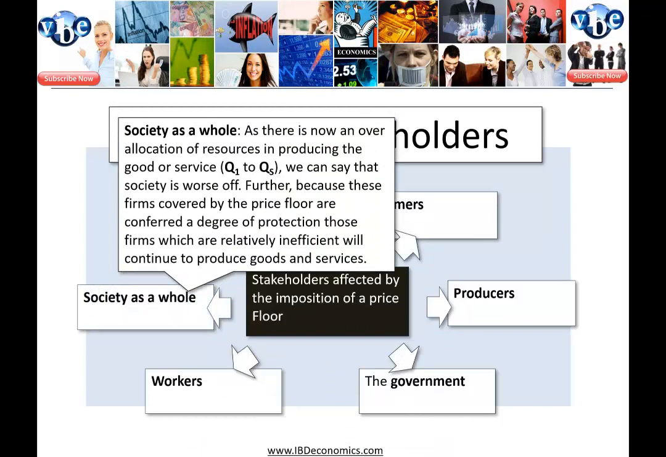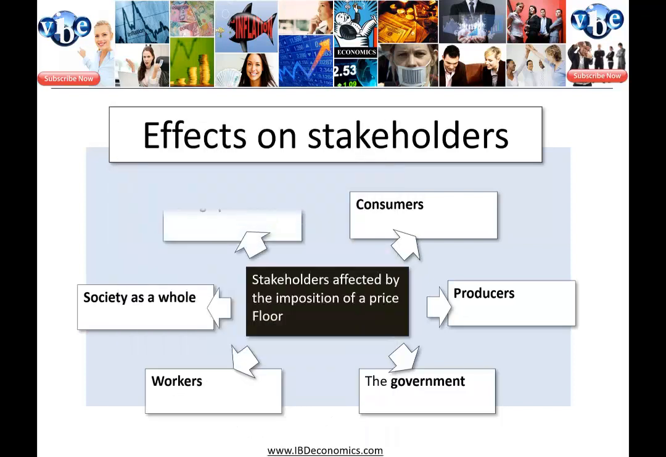Society as a whole: now we're looking at an over-allocation of resources to producing the good or service, and because of that, society is worse off. Also, because firms covered by the price floor have this protection, those firms which are relatively inefficient will still continue to produce goods and services covered by the price floor.